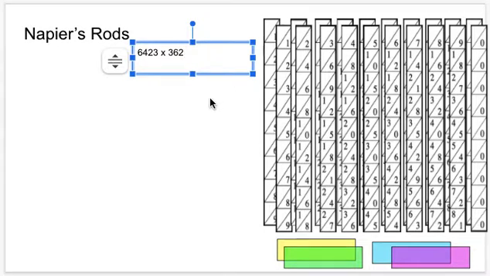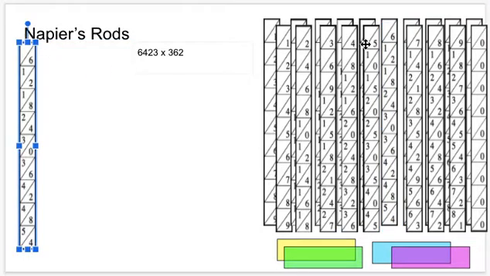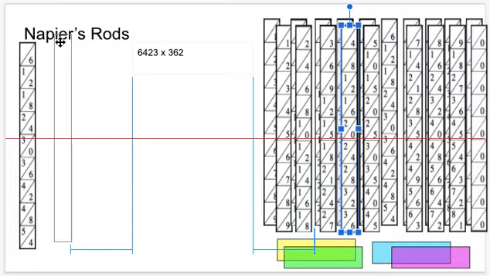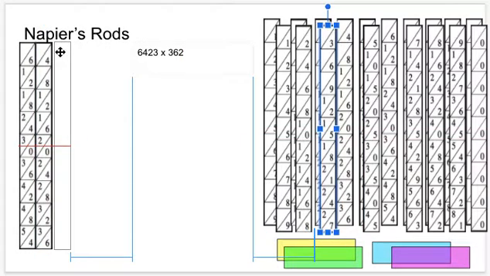So to use these Napier's rods, here's what I do. I need to make one of the numbers, either the 6,423 or the 362, using the top numbers on the page. So which would you rather me build? It's up to you. I can do it either way. You want me to start with the 6,000 or the 300? 6,000. Okay, so 6,432.